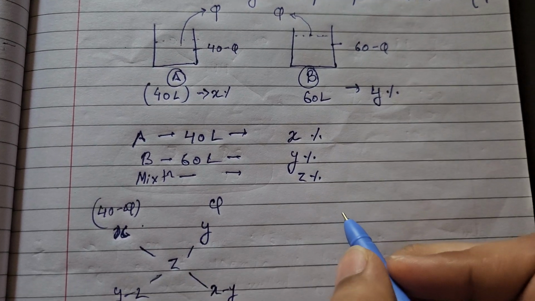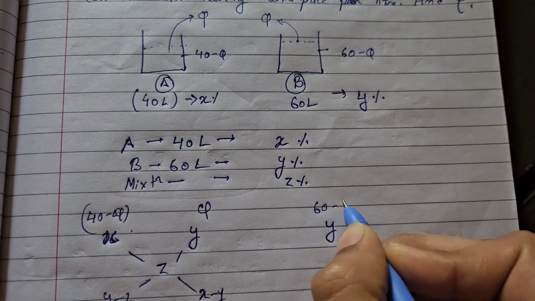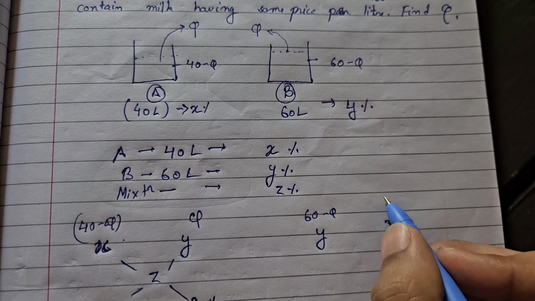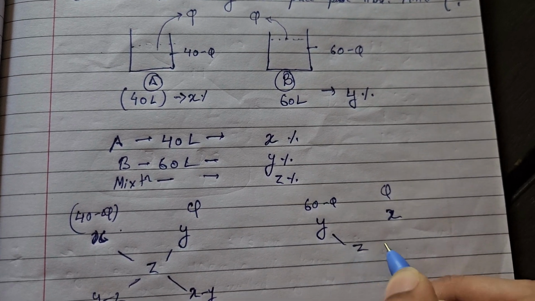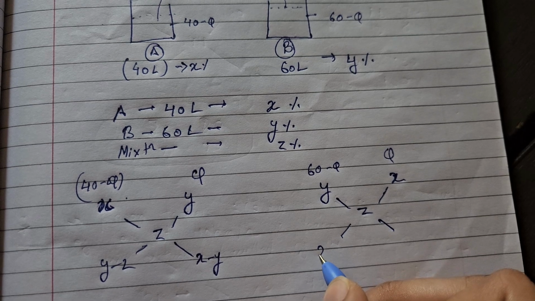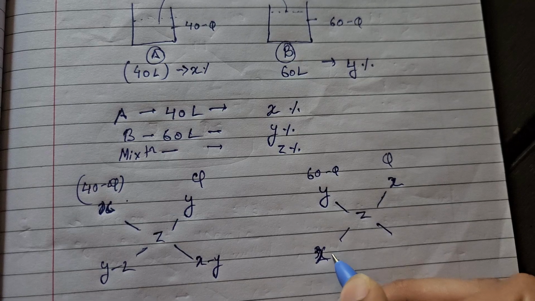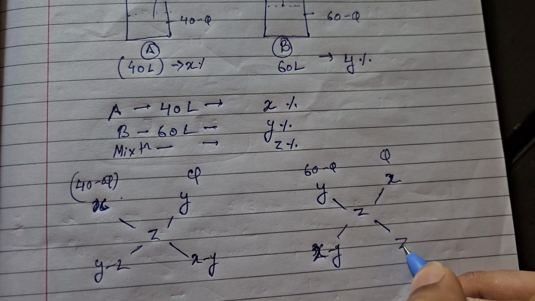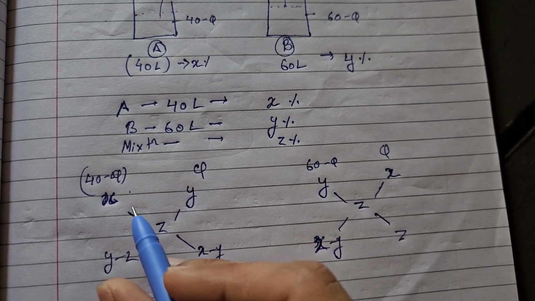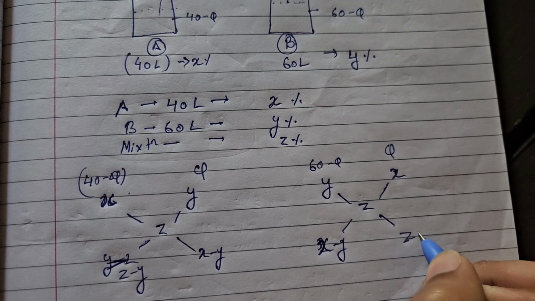Similarly for vessel 2, we have Y concentration in the vessel and the quantity is 60 minus Q. We are adding X concentration in Q quantity to get Z, right? I hope this is clear to you guys. So over here I get X minus Y, and if this is X minus Y, we are taking X to be bigger, so this should be Z minus Y. So over here also I'll write Z minus Y.